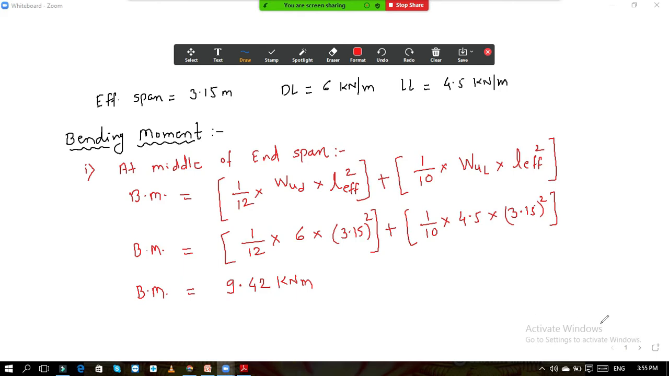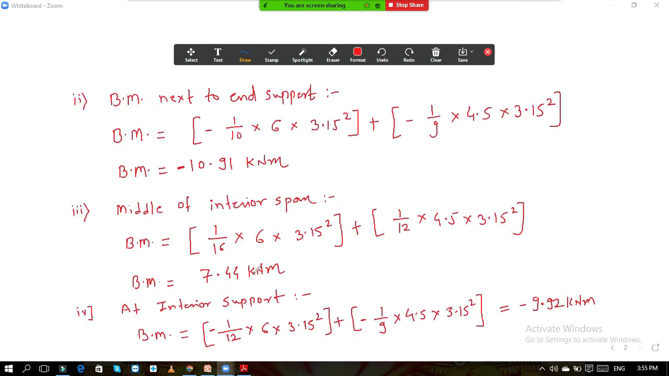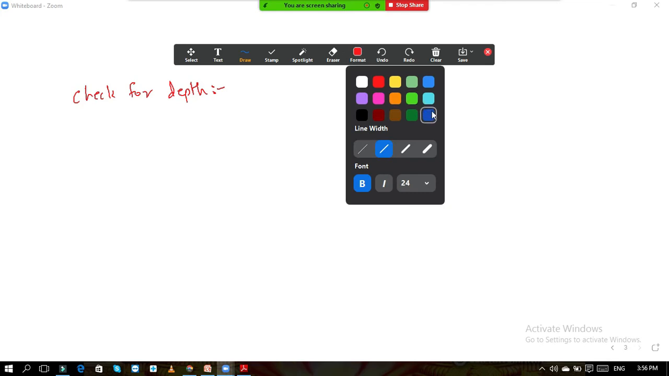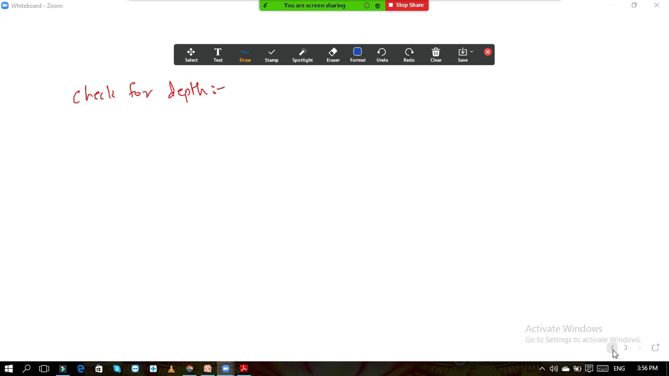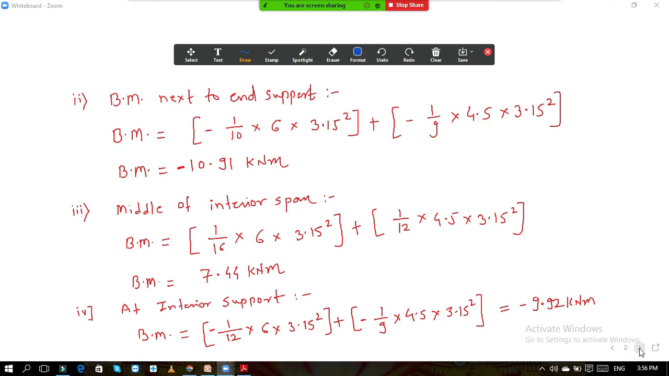So this value is 9.42, then this is 10.91, 7.44, 9.92. So your maximum value of bending moment is 10.91. So choose this value for our further calculation. Okay, now take the check for depth. So next step is check for depth. So to calculate the check for depth, equate the bending moment to moment of resistance. Okay, so here the maximum value is 10.91.